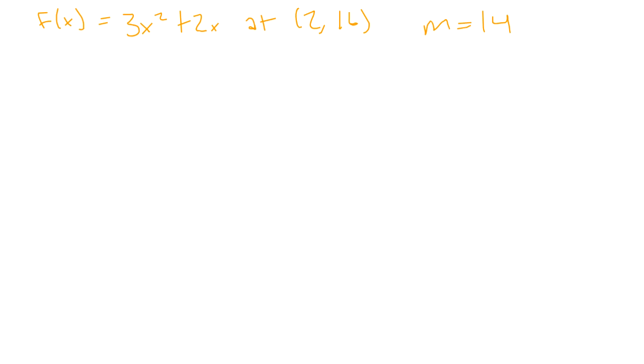So we can just go ahead and plug this in and get our point, and do our point slope. So we're going to have our 14 times our x minus our 2 equals our y minus y naught, so y minus 16, 14x minus 28 equals y minus 16.